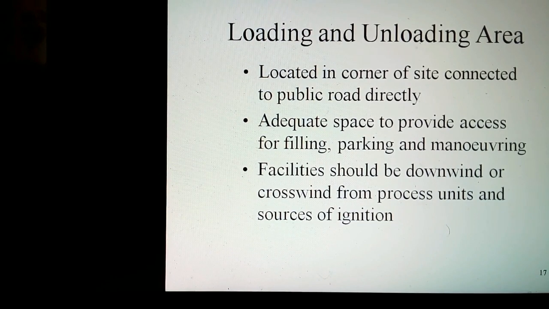Loading and unloading area shall be located on a corner of the site with capable connection to public road directly for inland traffic. Loading and unloading areas for road transport shall have adequate space to provide access for filling, parking and maneuvering. The drive-through rack arrangement is preferred. The loading and unloading facilities should be downwind or crosswind from process units and sources of ignition, based on the direction of prevailing wind. For marine transportation, the area shall be located on the seaside or riverside in the plant site.